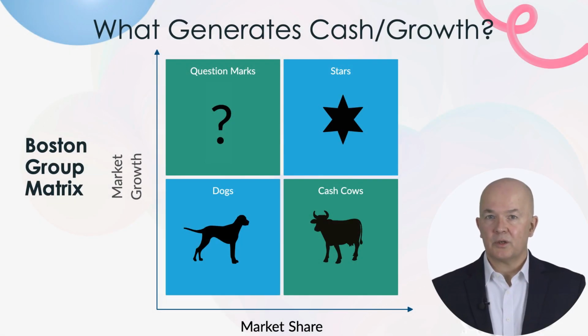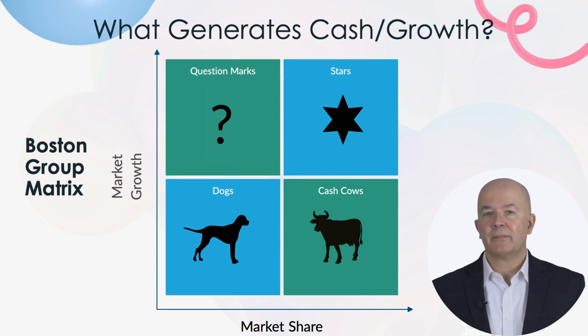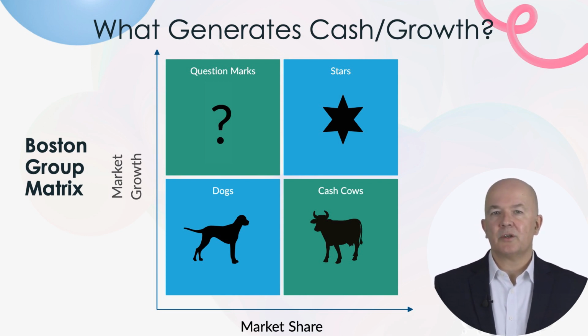Understanding which of your products or services generates cash and growth is really important. Every product or service goes through a life cycle. Sometimes this cycle is really long, and sometimes it's very short. To judge where you are in the life cycle, you can look to the Boston Consulting Group Matrix.